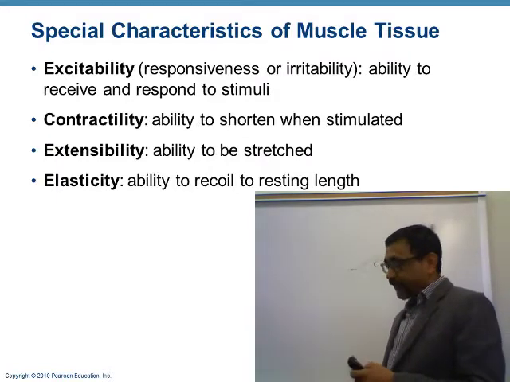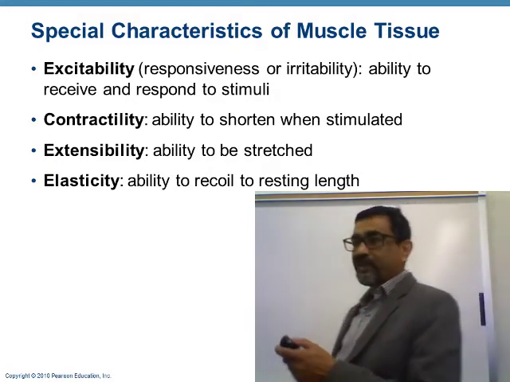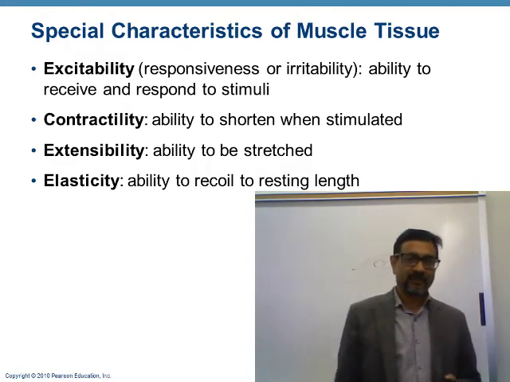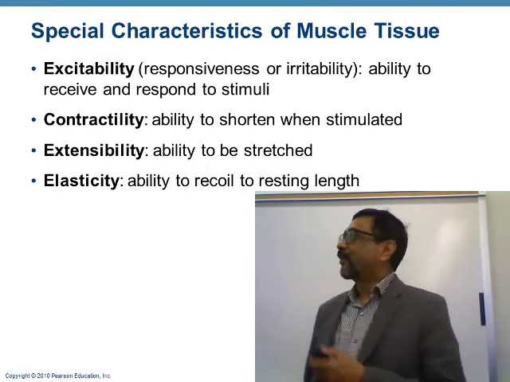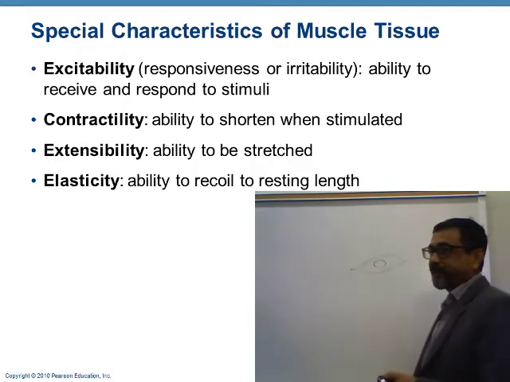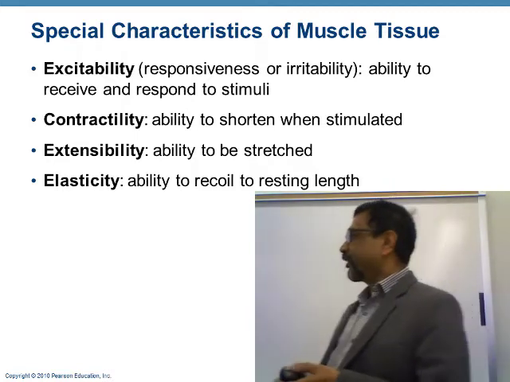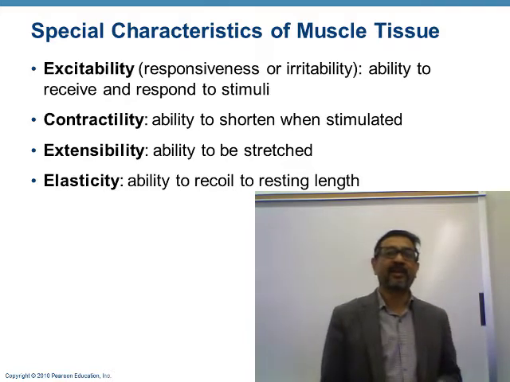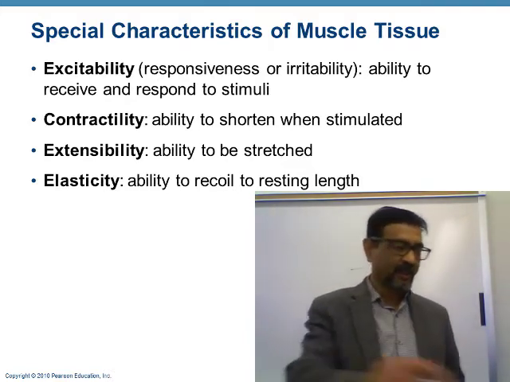Now, the characteristics of muscle. Muscle tissue shows some properties. What are those important properties of muscle tissues? Excitability, contractility, extensibility, and elasticity. I'll just explain those.